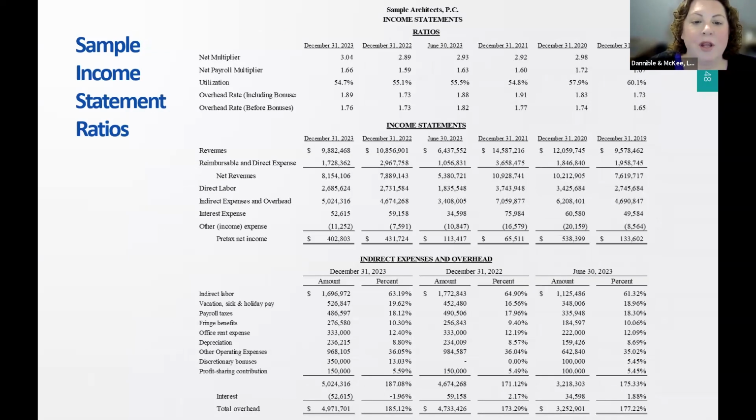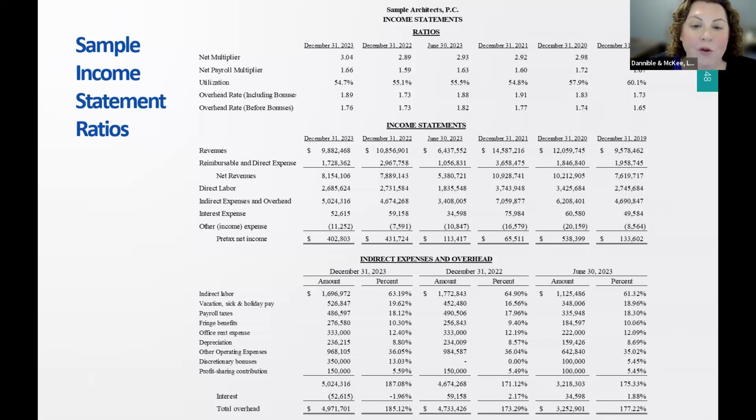Income statement. Here, this is obviously the most important. I don't want to undertalk the balance sheet, but the income statement is, for any firm, very important to monitor. So you've got all of these ratios that I've included at the top: the net multiplier, net payroll multiplier, your utilization, your overhead rate, before bonuses, after bonuses, all really important. And again, you see that structure: revenues, less reimbursables, equals your net revenues. You've got your direct labor, then your indirect expenses, and then coming down.